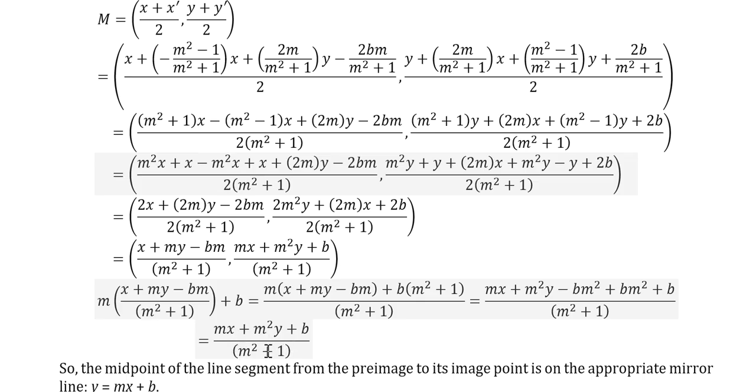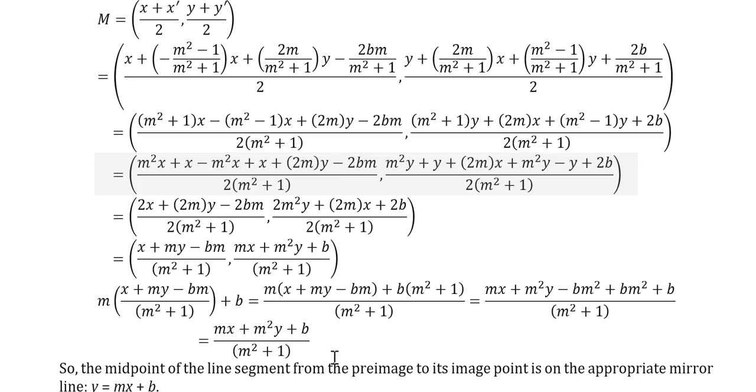you get this. So if you take this x coordinate, multiply by m and add b, what do you get? Well, look at that. In the end, you get the y coordinate. So the midpoint is on the line y equals mx plus b. Okay. So the midpoint of that line segment connecting pre-image to image is, in fact, on the mirror line.